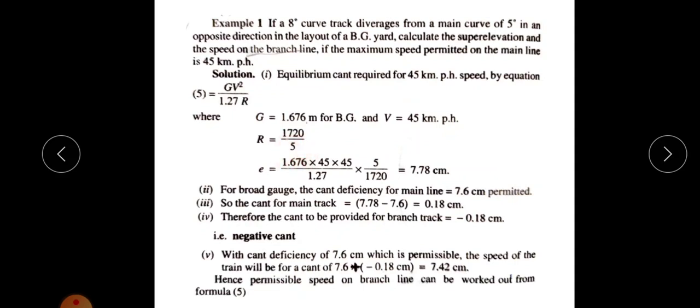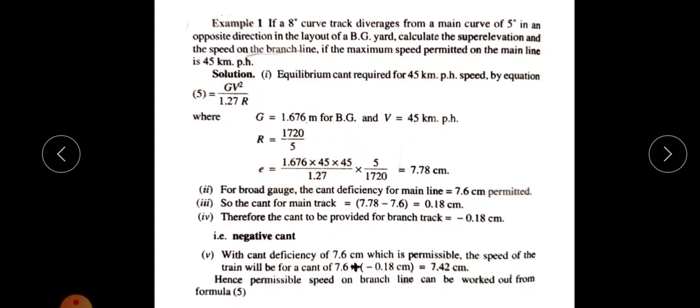So 5 is the degree of curvature of the main track. Okay, so we are calculating the Kant or super elevation of the main track because the speed of the main line is given as 45. From that we have to calculate the super elevation and speed of the branch line. So first we are calculating for the main line. The main line degree of curvature is 5, so radius is equal to 1720 by 5. So put these values in the equation. E is equal to GV square by 127 R.